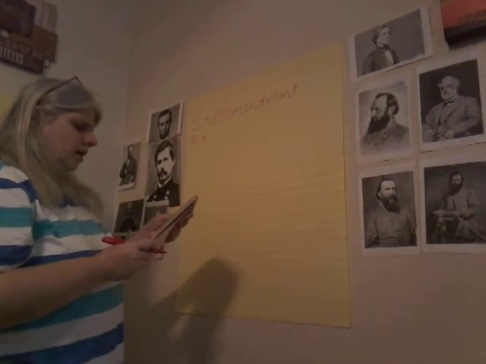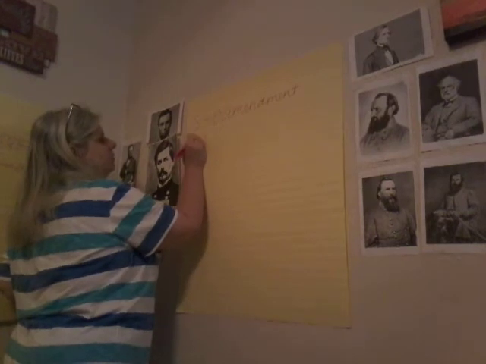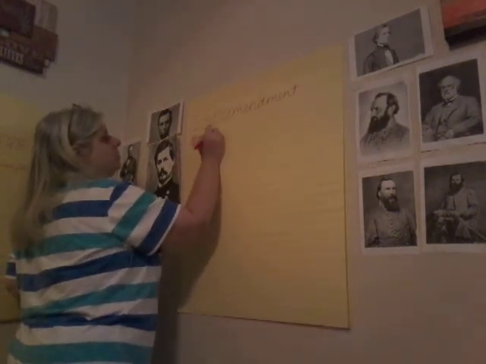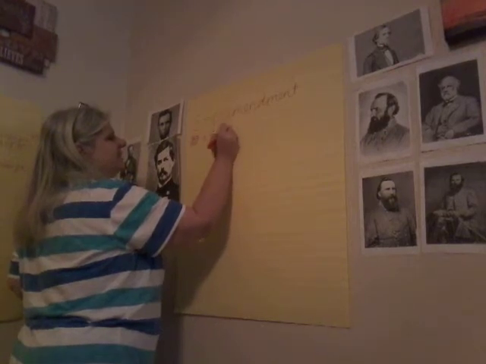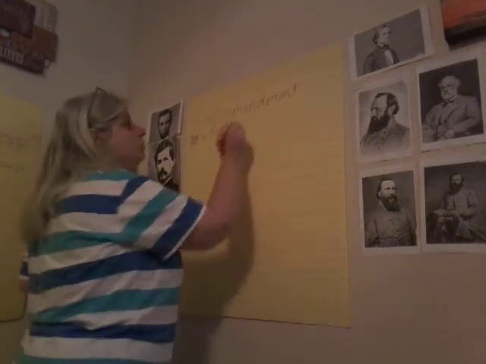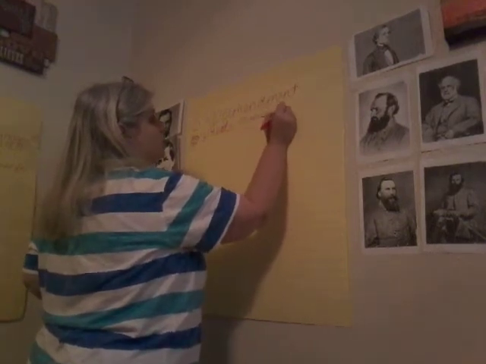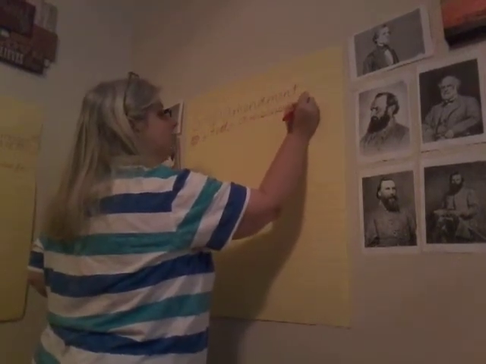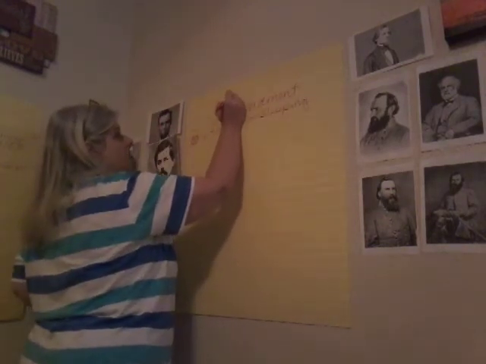Okay? The South thought, let's get rid of the North right now. The South thought that the federal government, we'll just call them the feds, was overstepping the Constitution by making laws about slavery. Remember, this is always slavery.